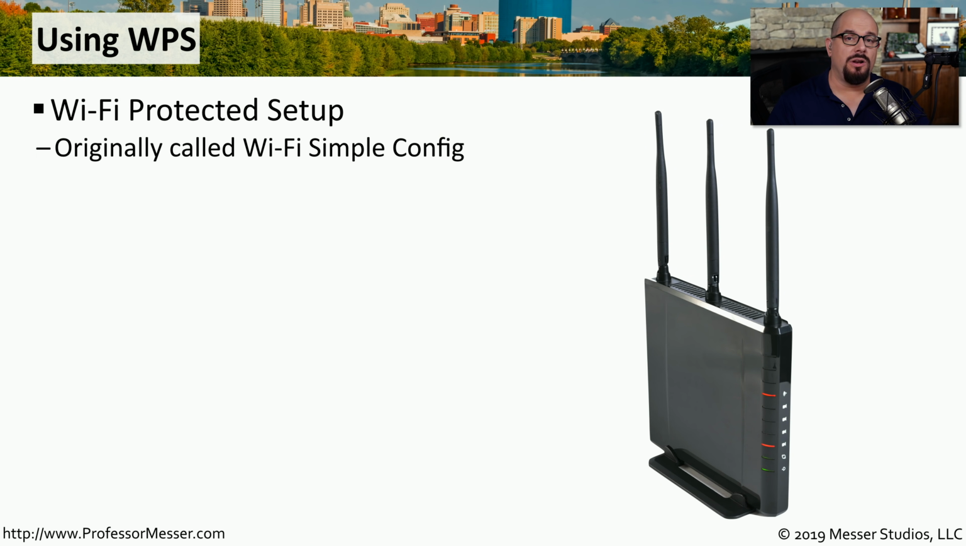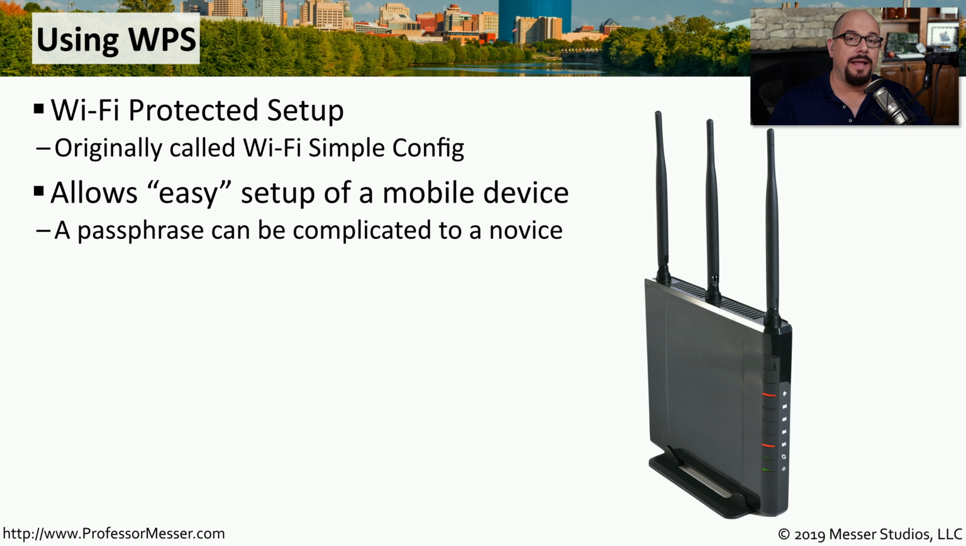If you've ever looked at all of the different configuration settings for wireless encryption on an access point, you'll find that it's a relatively complex process. One way that we tried to make this process easier for the end user is we created WPS, or Wi-Fi Protected Setup. This was originally called Wi-Fi Simple Config. The goal was to have somebody connect to your wireless network and use an encrypted channel, but not have to go through a lot of configurations to make that happen.